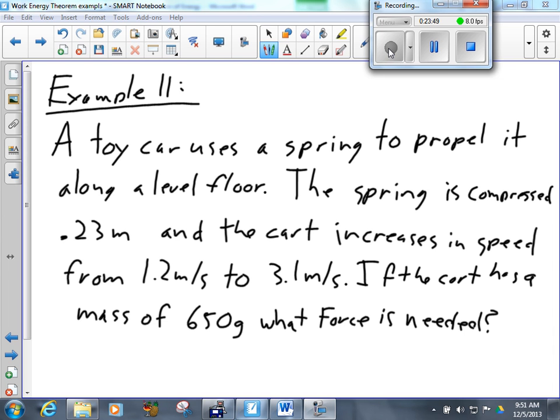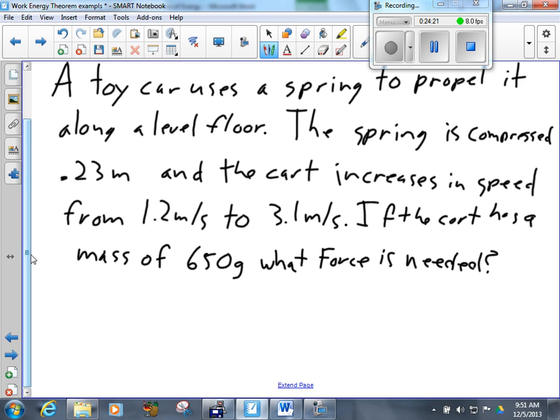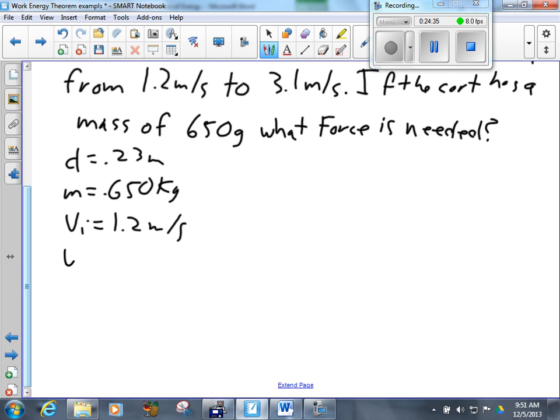So in this one here, what kind of energy is changing? Kinetic. That was one of the things I did to try and trick you. So kinetic energy is changing, and I gave you the mass in grams. You can't use grams, because grams won't give you joules. You've got to convert it to kilograms. Is that very hard? 650 grams is how many kilograms? 0.650 kilograms. We're trying to find the force used to compress the spring on this toy car. So distance is 0.23 meters. Mass, 0.650 kilograms. Initial speed, 1.2 meters per second. Final speed, 3.1 meters per second.